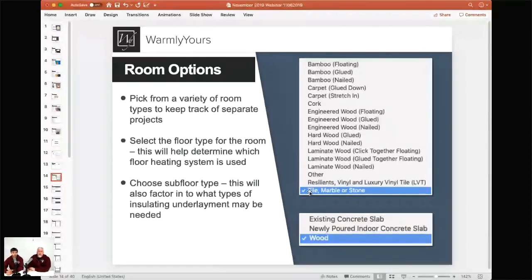If you take a look at this last bullet point, choose subfloor type. That gets to the question that Scott had about the subfloor. An existing concrete slab as opposed to wood. If you have wood, you don't need to worry about insulating the wire from the wood, because there's not a whole bunch of heat loss there like there is with an existing concrete slab. So moving on to the next part.